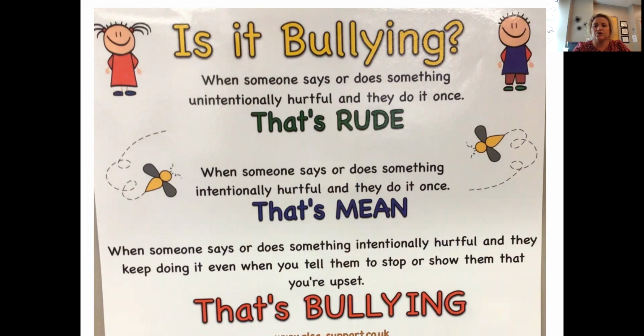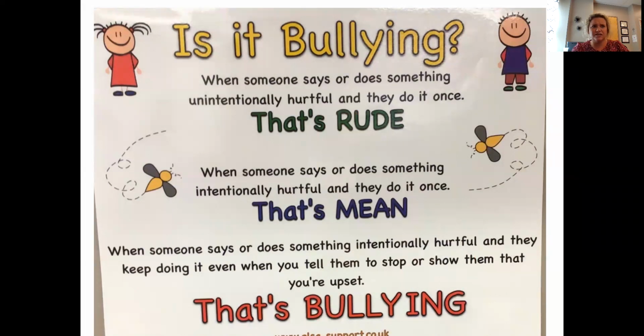So we tell them that rude is when someone says or does something unintentionally hurtful and they do it once. So this is going to be like the accidental things, I feel like. Mean is when someone says or does something intentionally hurtful and they just do it once. So they mean to do it, but it's only one time. And some kids get a little confused with that because they think, they've done something to me, but then they've done something to me 2, 3, 4 weeks later. That can be kind of tricky too, because you have to dig deeper into that.